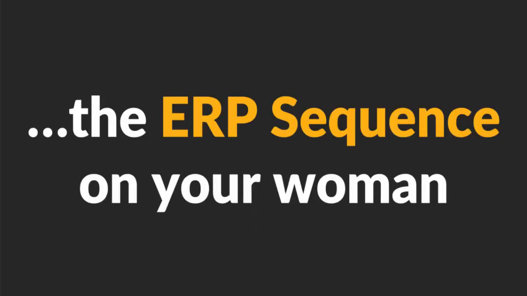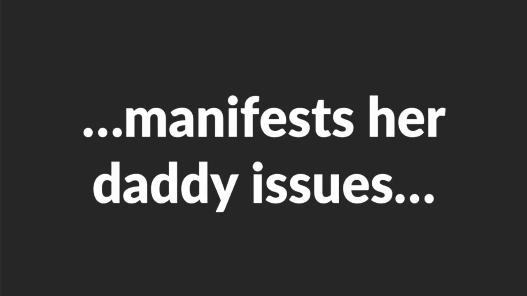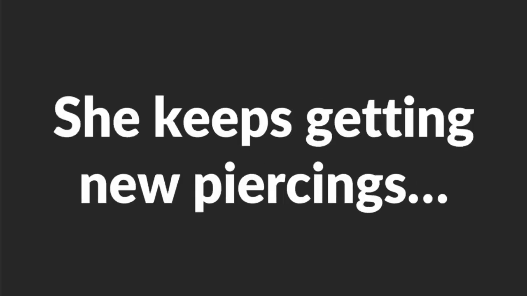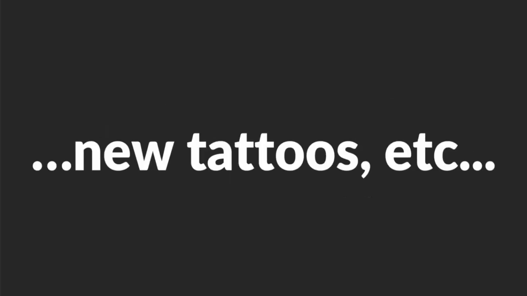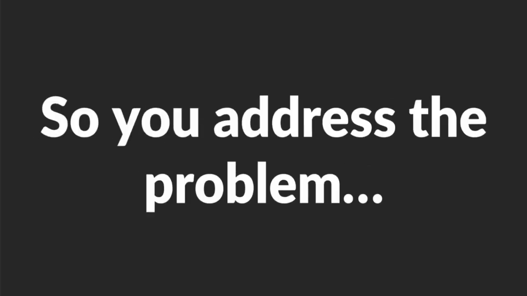Here's how to use the ERP sequence on your woman. The first step is entice repel. Let's say your woman manifests her daddy issues via body modifications. She keeps getting new piercings, new tattoos, etc., and it's turning you off. So you address the problem not by talking to her about it, which will only reinforce her need to express herself. Instead, you repel her by expressing your displeasure. For example, if she proudly shows you her newest tattoo, you give a mild look of disgust and say, okay.